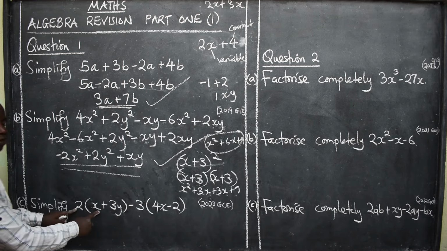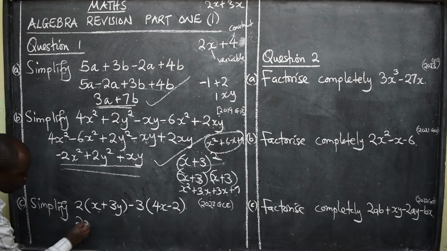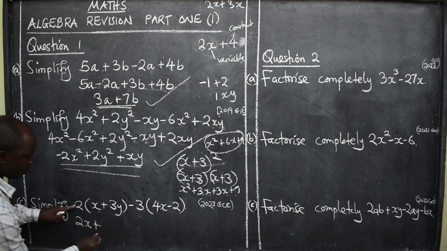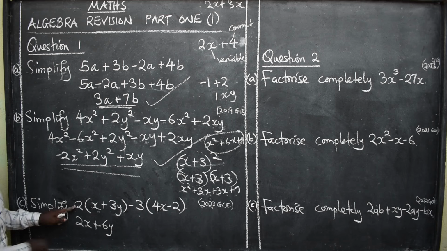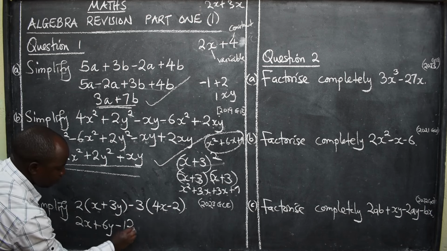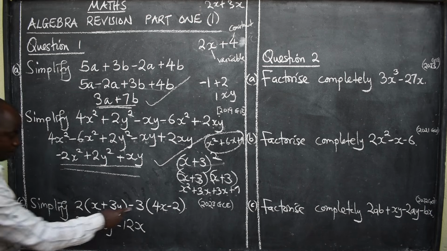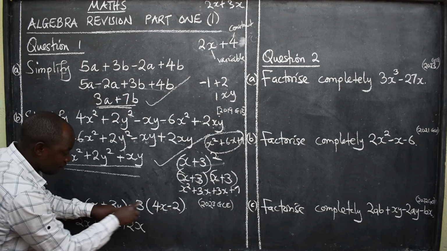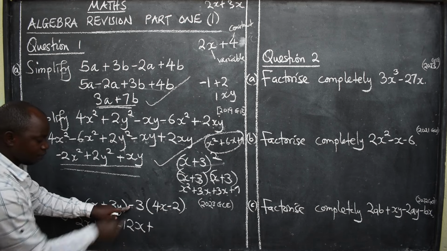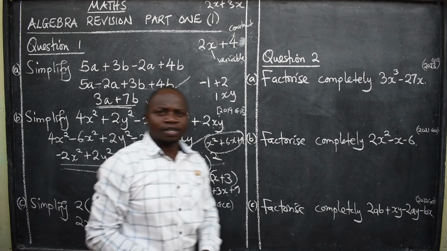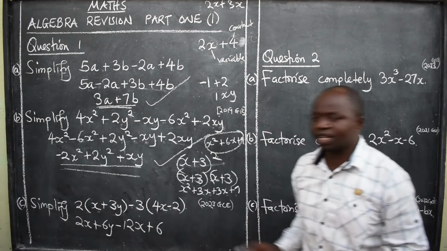What is 2 times x? Here we're going to have 2x plus 2 times 3y, which gives 6y. We are done here. The brackets have gone. Minus 3 times 4x, 12x. Then negative times negative here. Be careful, negative times negative gives you positive. Then 3 times 2 will give us 6. The brackets have gone there as well.